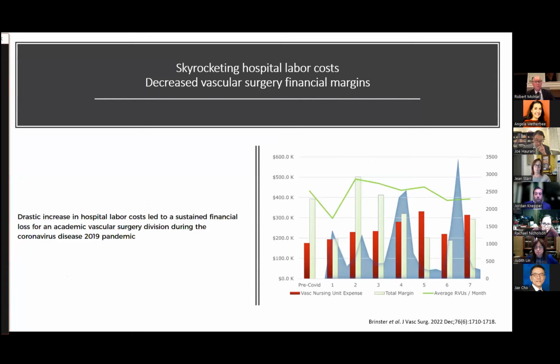The nursing shortages have led to skyrocketing hospital labor costs. This is a nice paper out of New Orleans that collected data regarding the operating room, inpatient unit, and outpatient clinic financials over a 14-month period before COVID, and then looking at the 7 months afterwards, and then compared. On the graph on the right, you can see the COVID surges in the background in blue, and then you can see the increasing nursing costs in red. And then they maintained their RVUs, but the overall net profit to their group certainly has gone down as the price for labor has gone up.